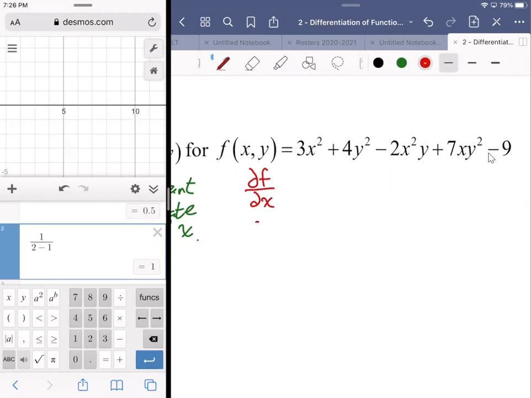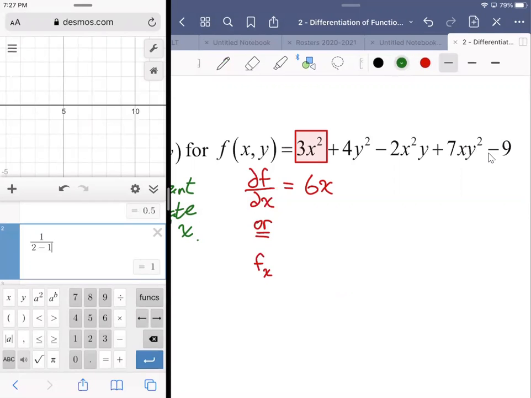The alternate notation would be to say a lowercase f with a subscript of x. They mean the same thing, right? Both of them are the first order partial derivative with respect to x. Okay. So any term that's exclusively in terms of x, you're going to differentiate that the way you always did. So that's going to be 6x.